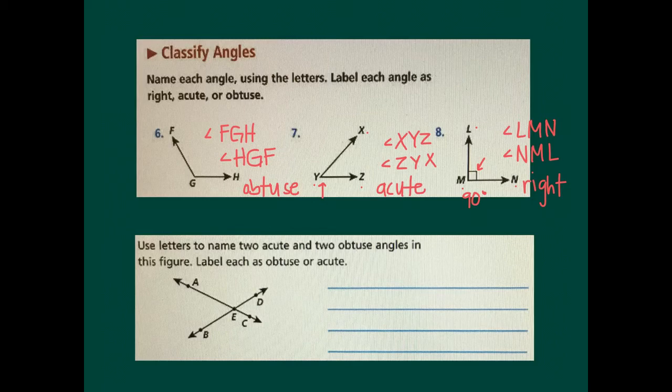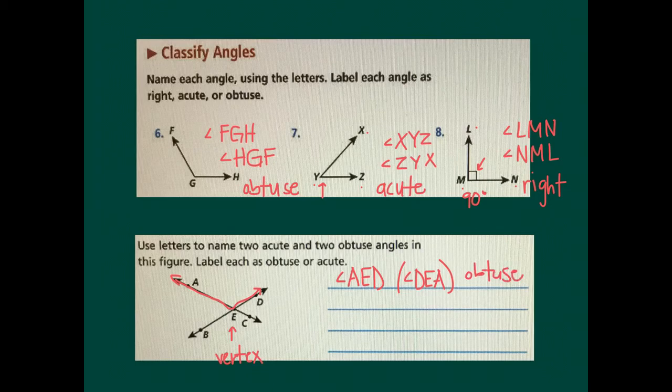So the first thing that I notice is that E is our vertex. So that's going to be the middle point for all four angles. So I'm going to start up top with the angle AED. So I'll label that angle AED. Remember, I could also do angle DEA as long as that E is in the middle as our vertex. And that is more than 90, so that is an obtuse angle.